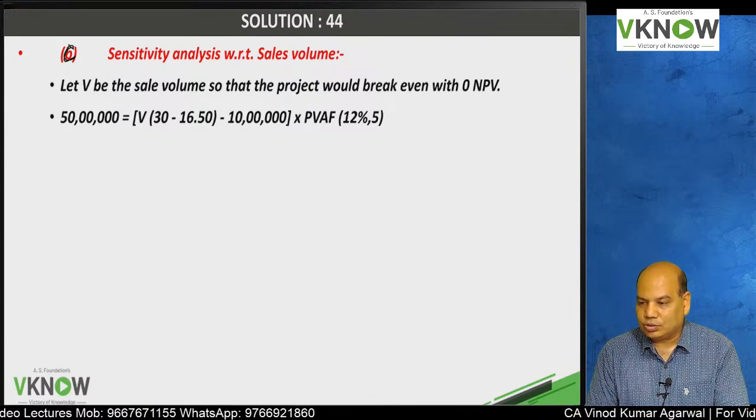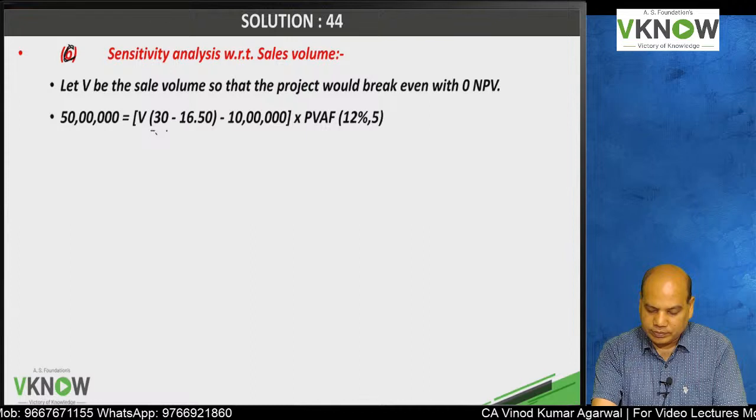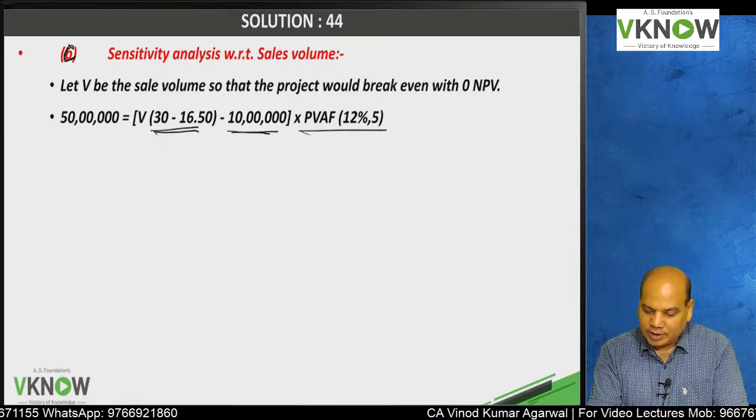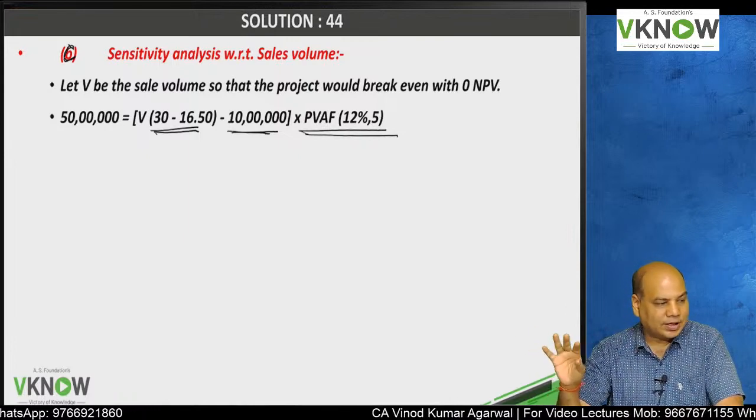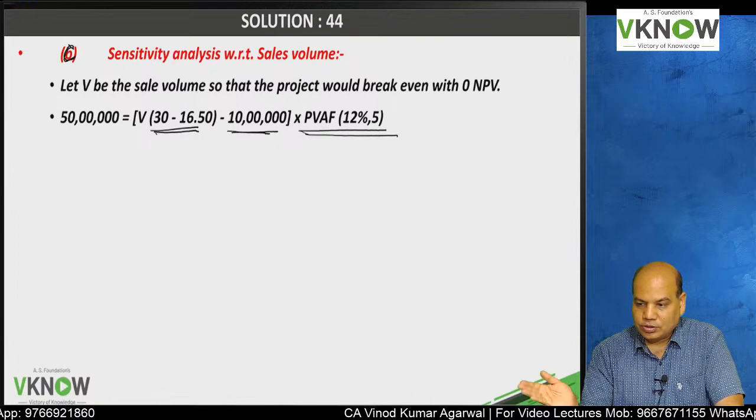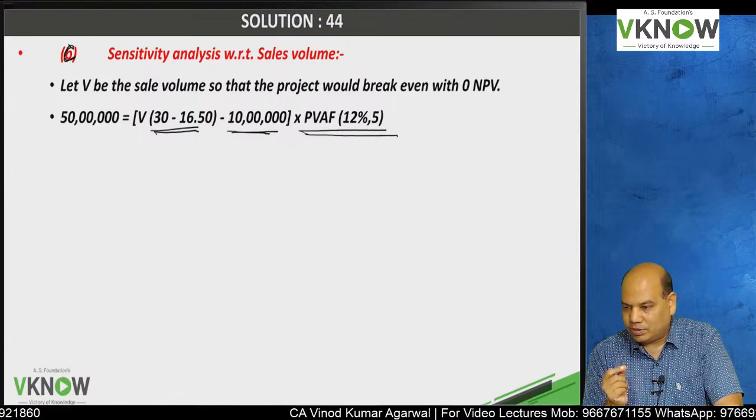50 lakh is equal to quantity assumed V into bracket 30 minus 16.50 minus 10 lakh multiplied by PV annuity factor. The number on the right side is PV of cash inflow. The number on the left side is cost of the project. If both are equal, NPV is 0.